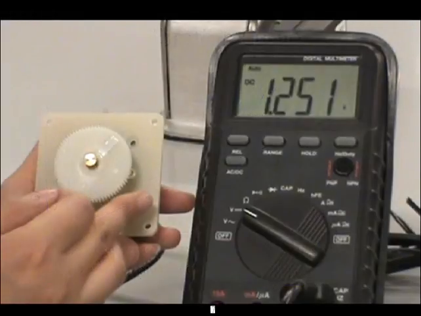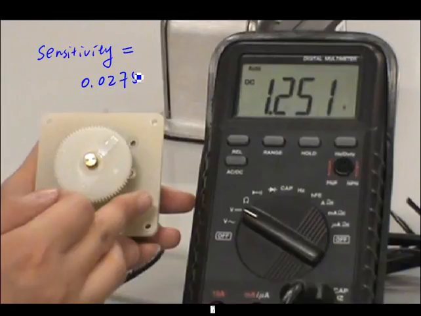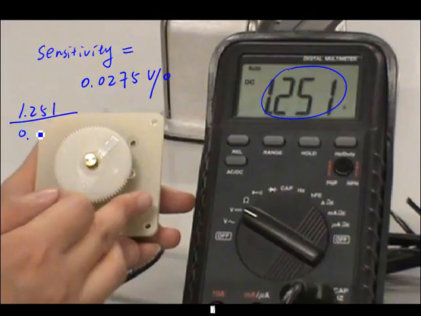Finally, I would like to give you an example to show how to use the calibration curve and the sensitivity. We already know that the sensitivity of the device is 0.0275 volt per degree. And if the DMM reads 1.251 volts, this number divided by the sensitivity will give us how much the displacement is. This is about 45.5 degrees.